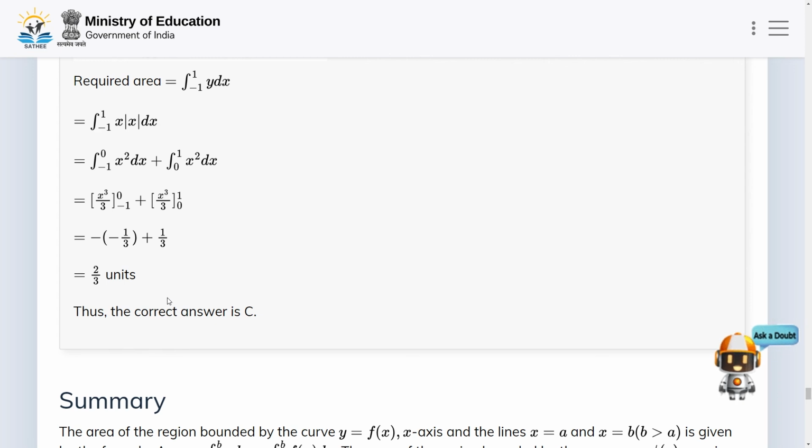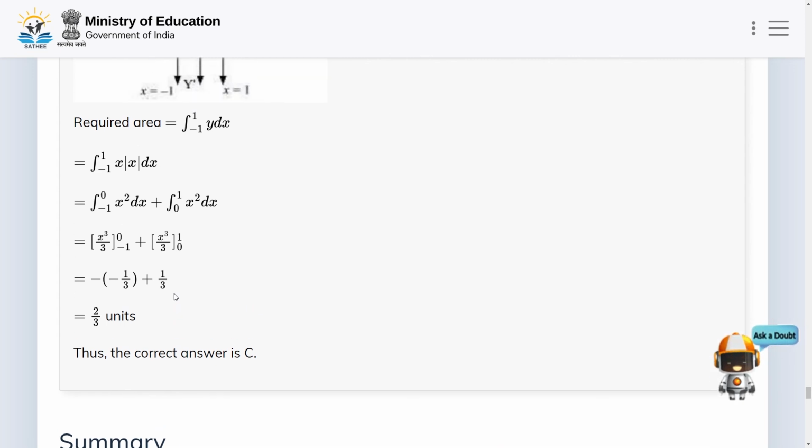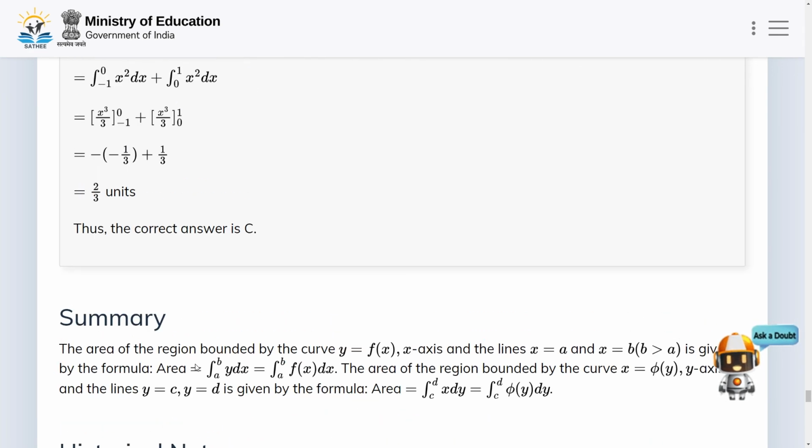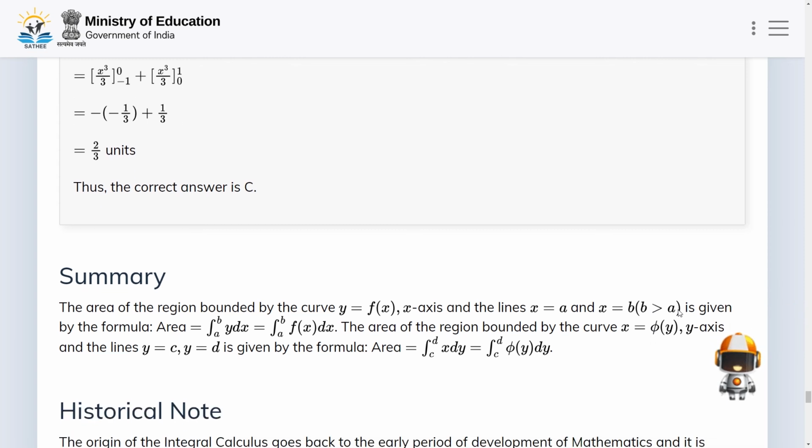Clear? I hope it is clear to you. Now let me quickly summarize the things for you. What we have seen is that the area of the region bounded by the curve y equals f(x), the x-axis and the lines x equals a and x equals b, where b is greater than a, is given by the formula: area equals the definite integral a to b of y dx, which is the definite integral a to b of f(x) dx.